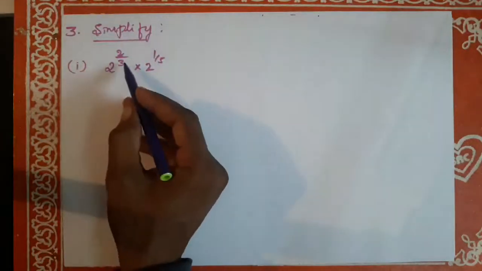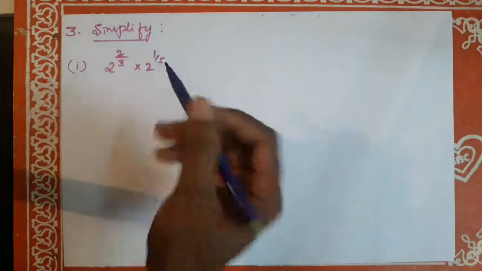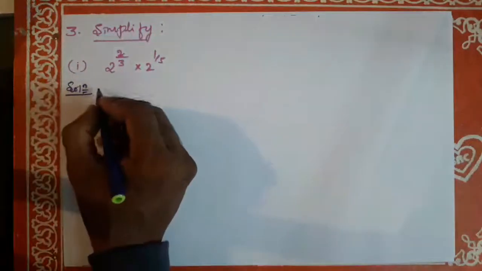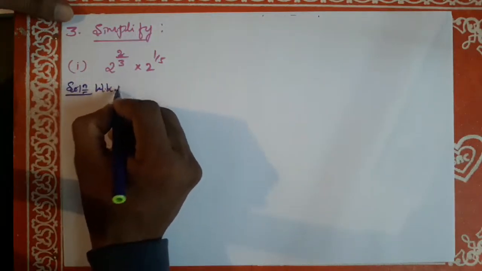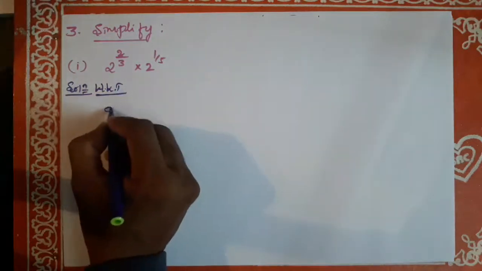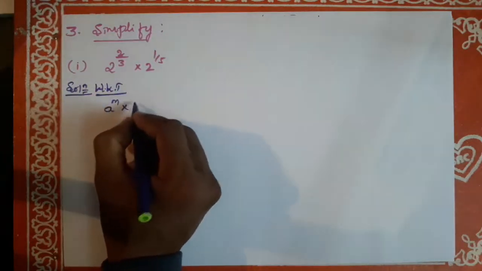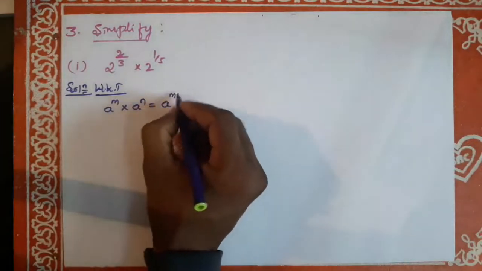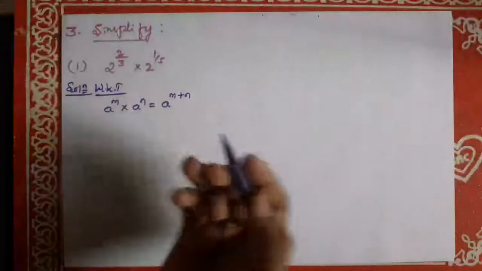Dear students, we have the third item. Simplify. We have the first question here: 2 to the power of 2 by 3 into 2 to the power of 1 by 5. Solution. Here we have to use the laws of exponents. We know the first law of exponents, that is a to the power of m into a to the power of n is equal to a to the power of m plus n. If bases are the same, we should add the powers.